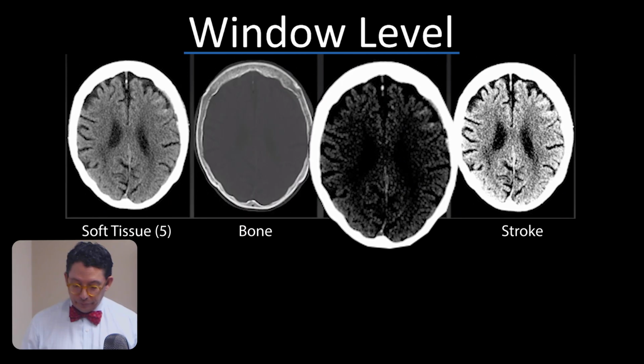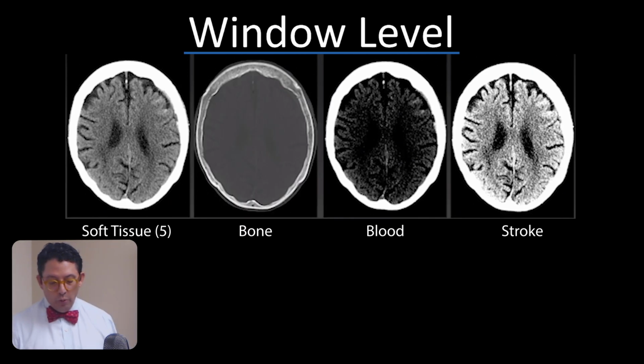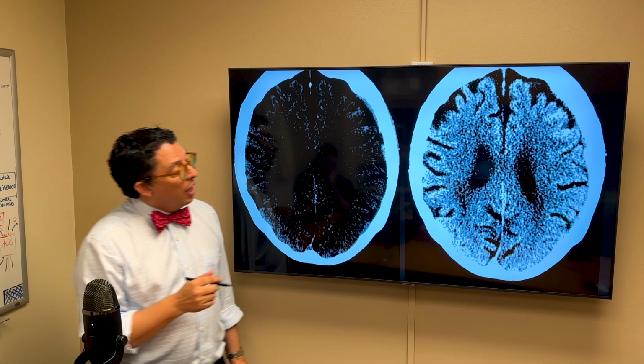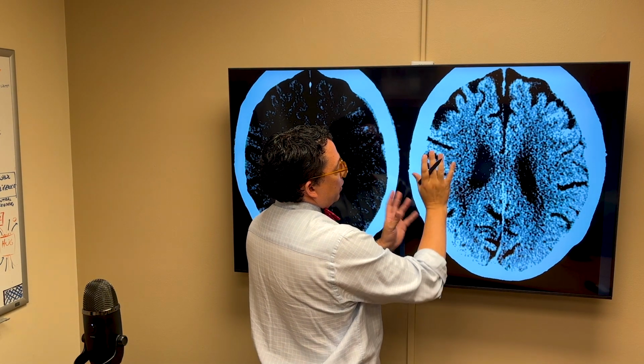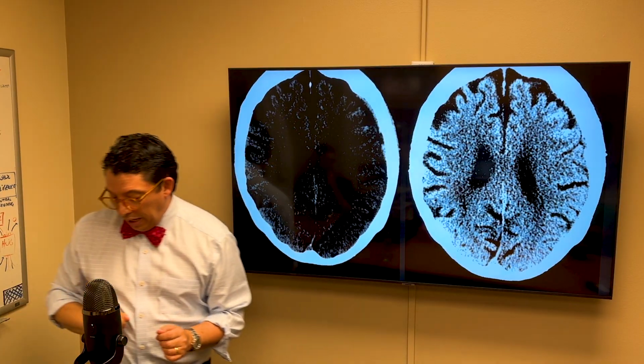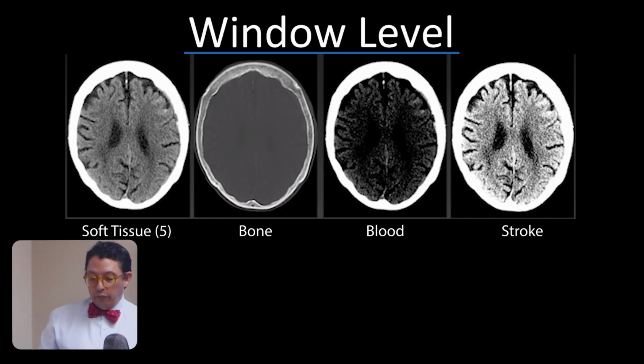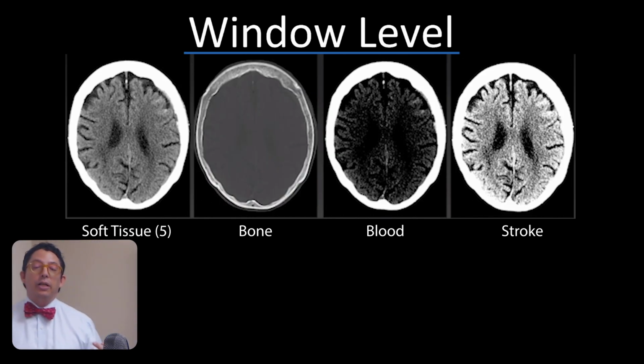And then we use this last window where you see just a better contrast between the gray matter, like in the cortex, and the white matter. And that window, since we're looking for gray-white matter differentiation, and if you remember the previous lecture, that is very important when you're looking at stroke, because in strokes you have blurring of that gray-white matter differentiation.